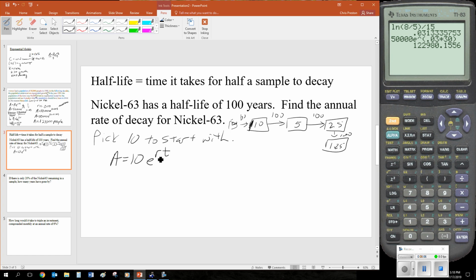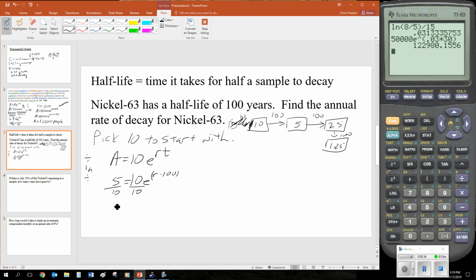Starting with that, I'm looking for the rate. So I need a time and an amount. Let's let 100 years go by, because that's the half-life of my nickel-63, and that's going to take me to half of what I started with, so in this case, 5. And if I'm looking for one of these things in here, again, the pattern was you divide, you do ln, and then you divide. That's this little shortcut pattern here.